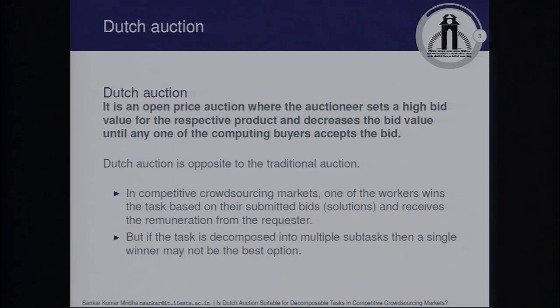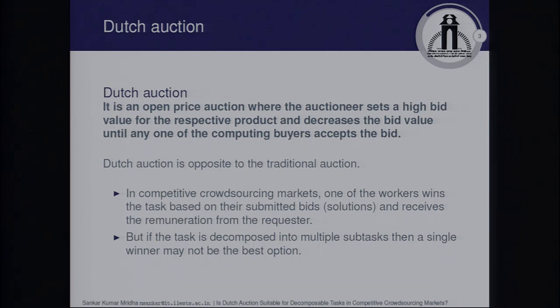So what is the Dutch auction? A Dutch auction is an open price auction policy where the auctioneer sets a high bid value at the start of the auction, and during the auction decreases the bid value until some bidder accepts that bid. So we apply our Dutch auction in a competitive crowdsourcing market where the task is decomposed into multiple subtasks.